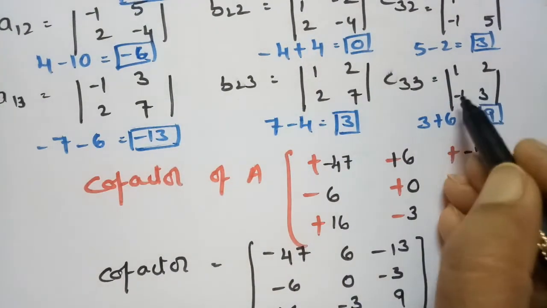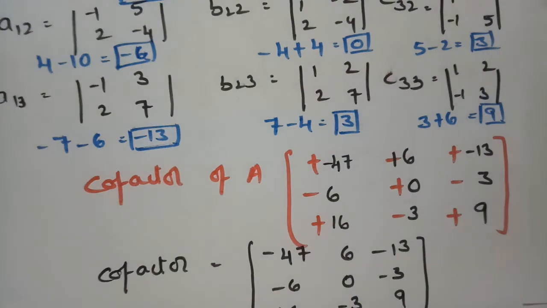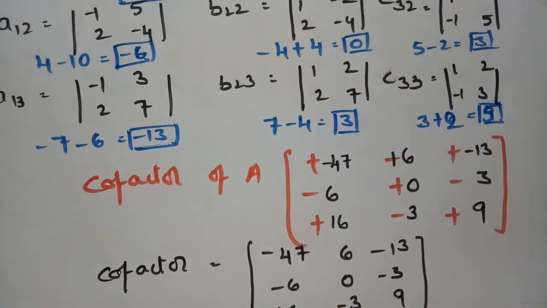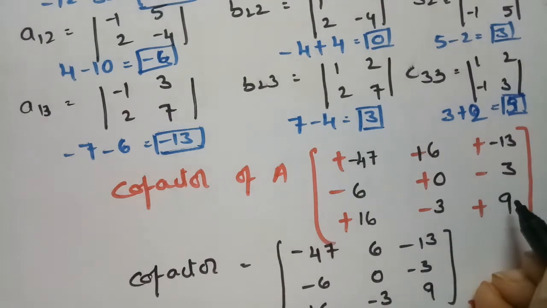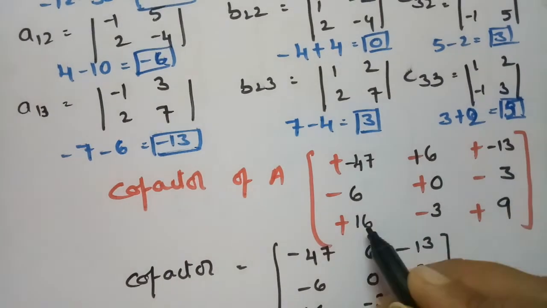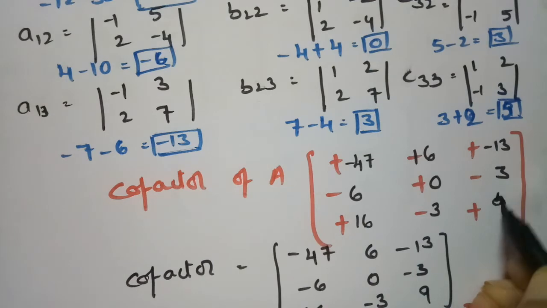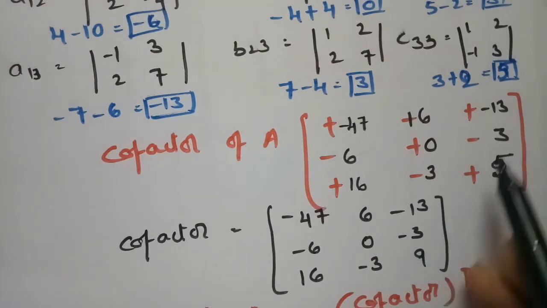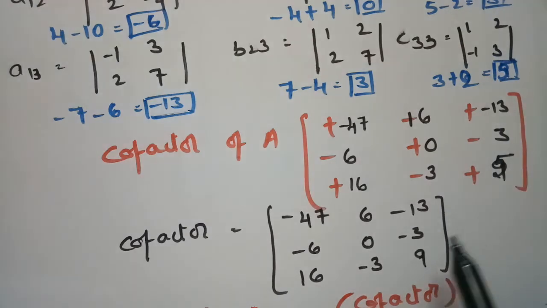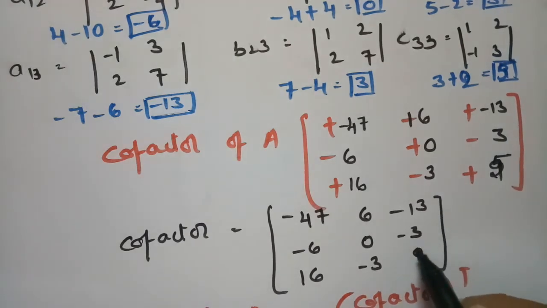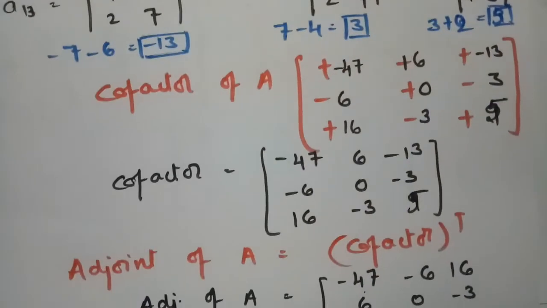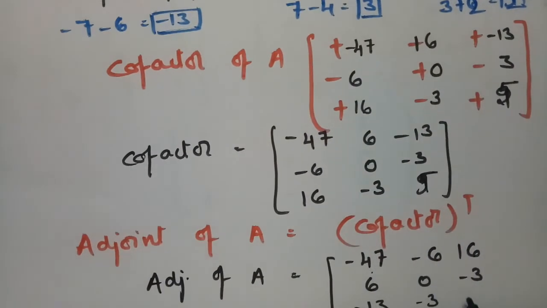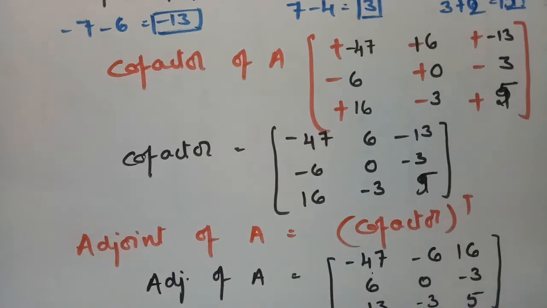see here, this is 3 minus of minus, plus 2. So this value is 2, and this value is 5. So here, if you see, the value here is 16, 3, and this value is 5. And here also this value is minus 13, minus 3, and this value is 5.